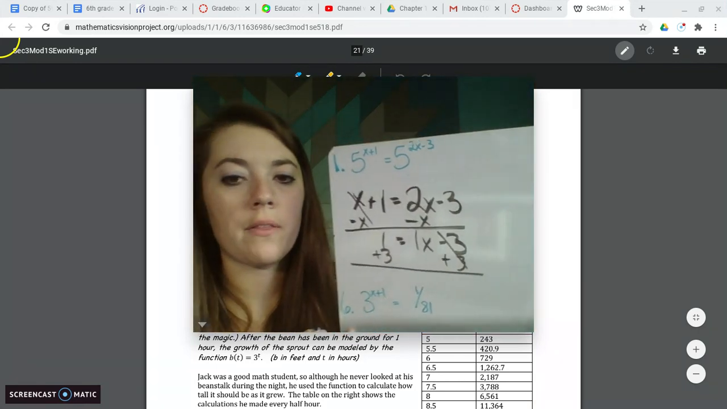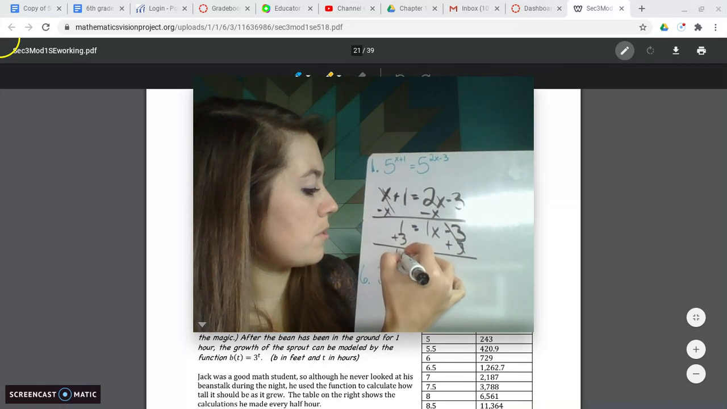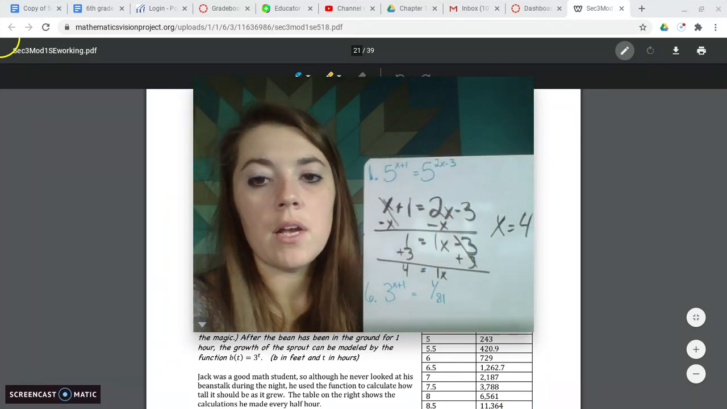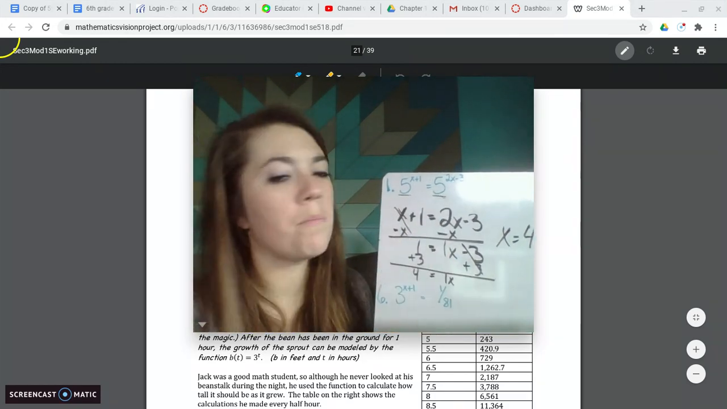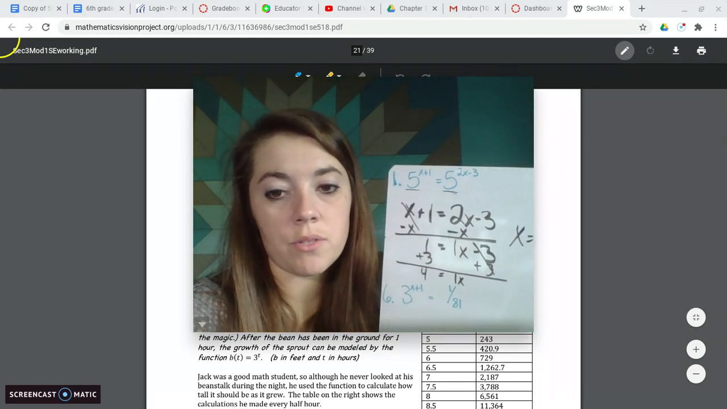Sorry, I know there's back glare on there. And so we have 1x equals 1 plus 3 is 4. So x equals 4. So like I said, the key thing is these two numbers here, your base numbers, have to be the same value, and then you can set the exponents equal to each other.